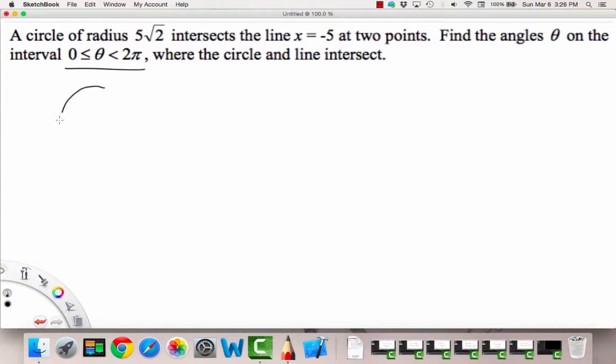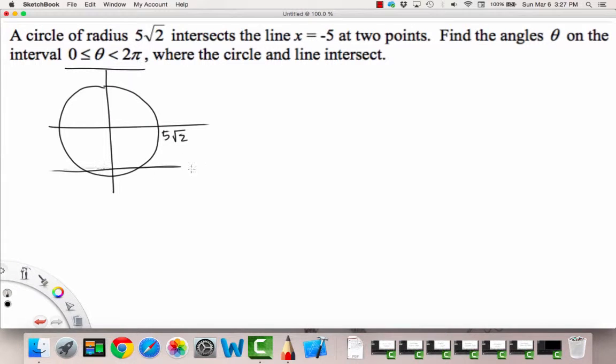Let's start by drawing a picture of what's going on. We have a circle. This is radius 5 times square root of 2, so that's our radius, and it intersects the line x equals -5, probably somewhere around here. I'm just guesstimating here. So x equals -5, so x would be over here. There we go, that would be a vertical line. So x equals -5 is this line here.